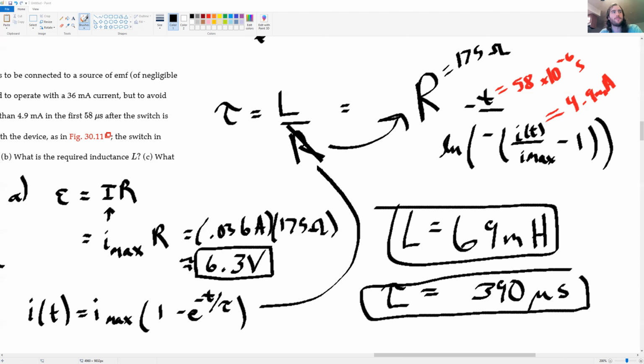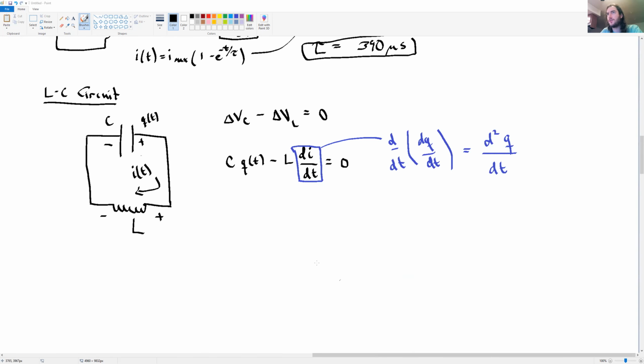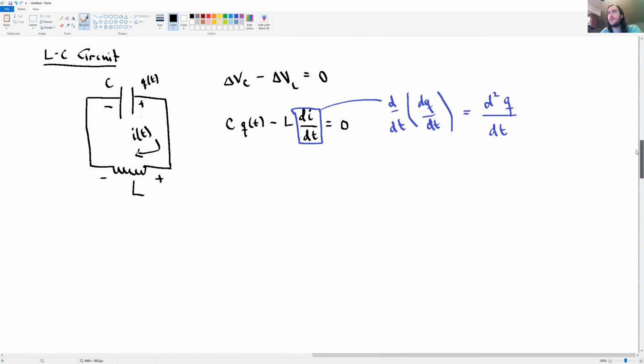All right, let's go ahead and move on to LC circuits now. I'll go ahead and zoom out. I have some stuff already written here. Let's go through it a little bit quicker so we can save a little bit of time. We want to get into the LRC circuit before we get into AC circuits, so we really want to get through this.